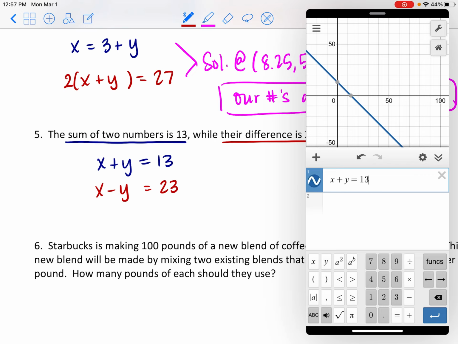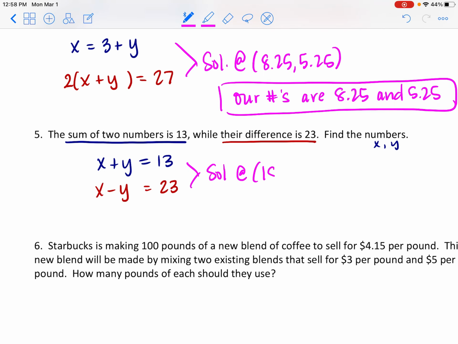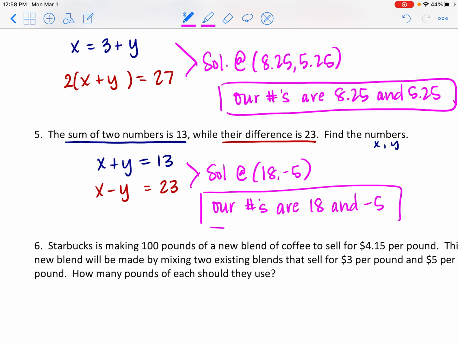x plus y equals 13. Their sum is 13. Their difference, x minus y, is 23, which makes our numbers 18 and negative 5. So we have a solution at 18 and negative 5. That means our numbers are 18 and negative 5. Not so terrible, if you can translate, okay?